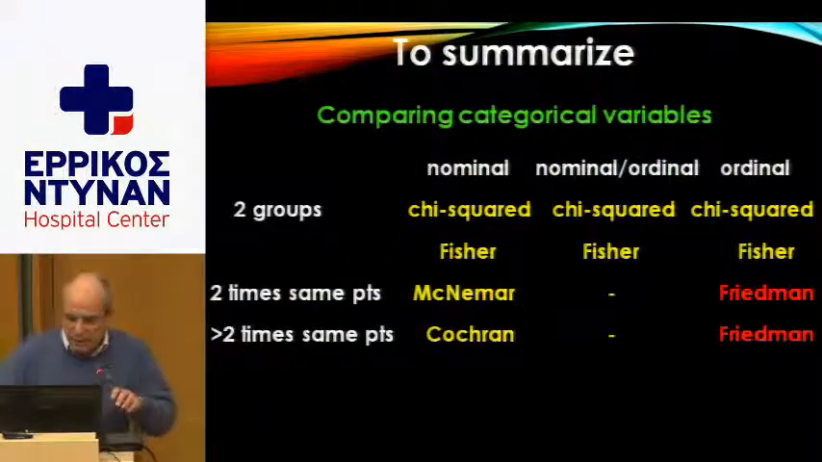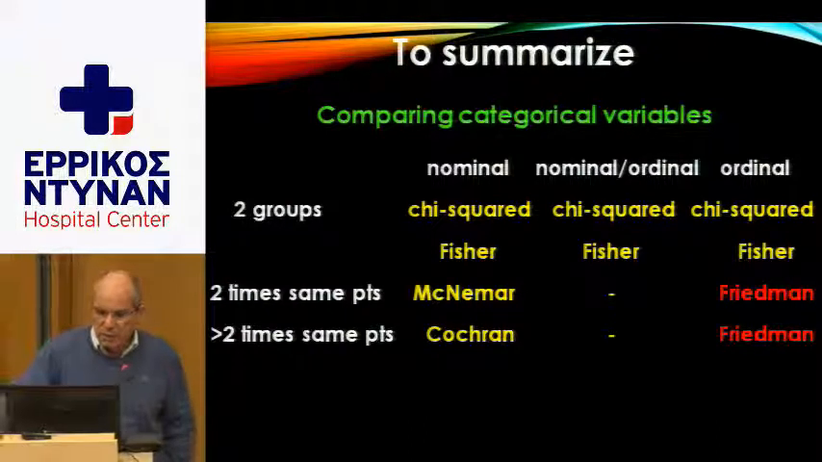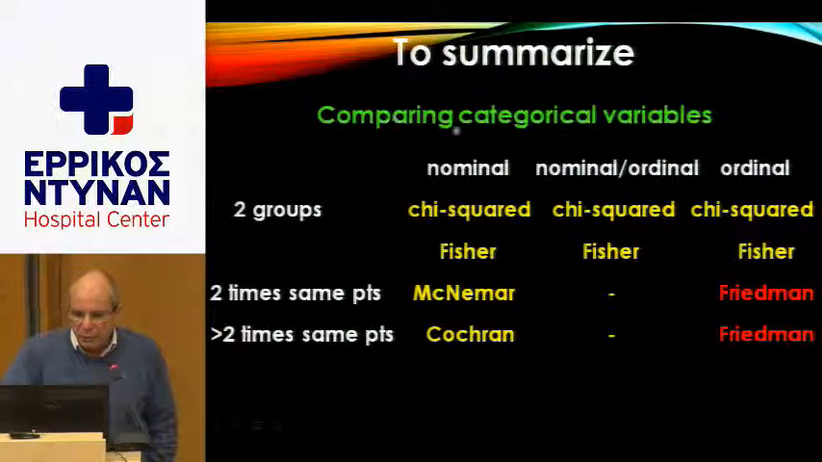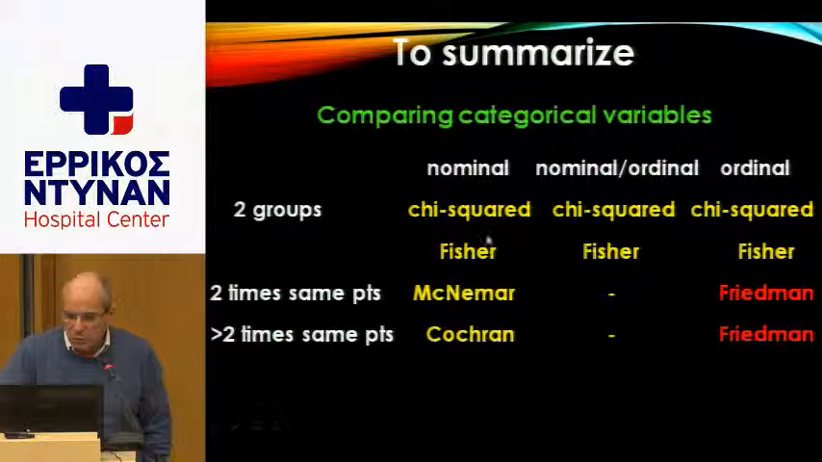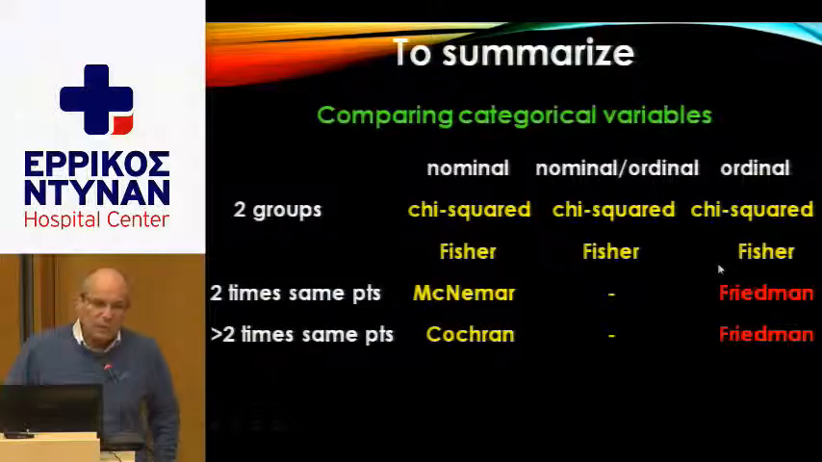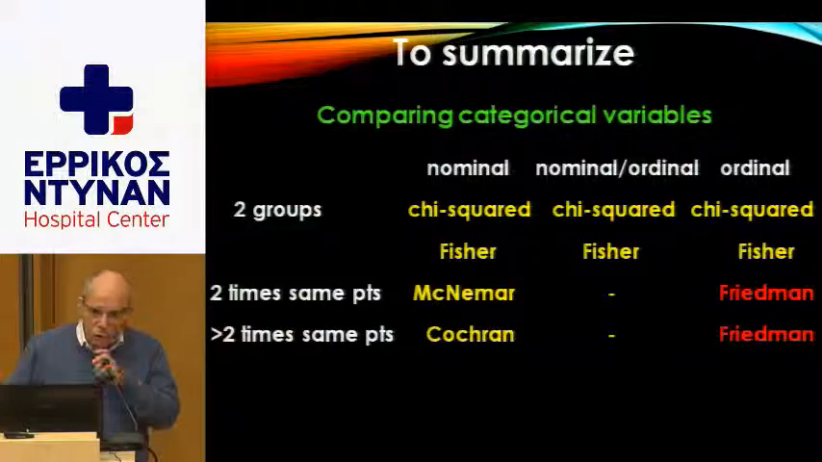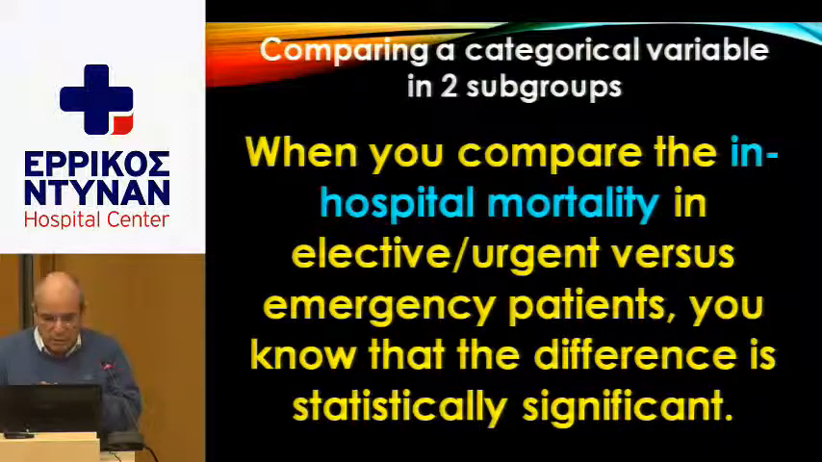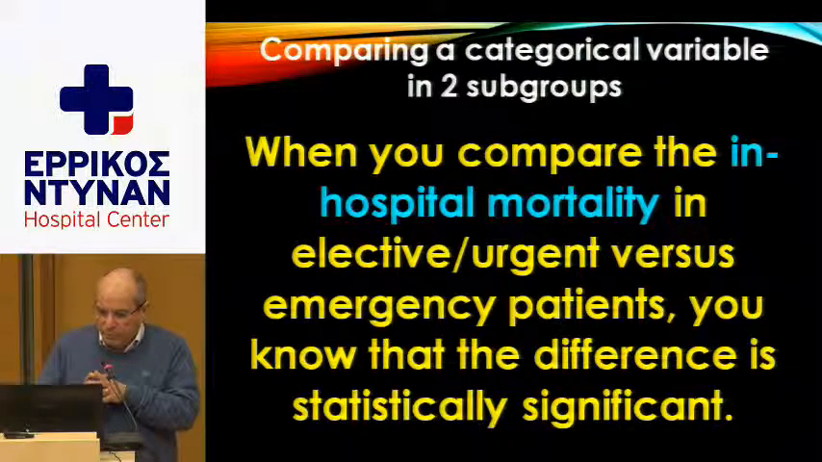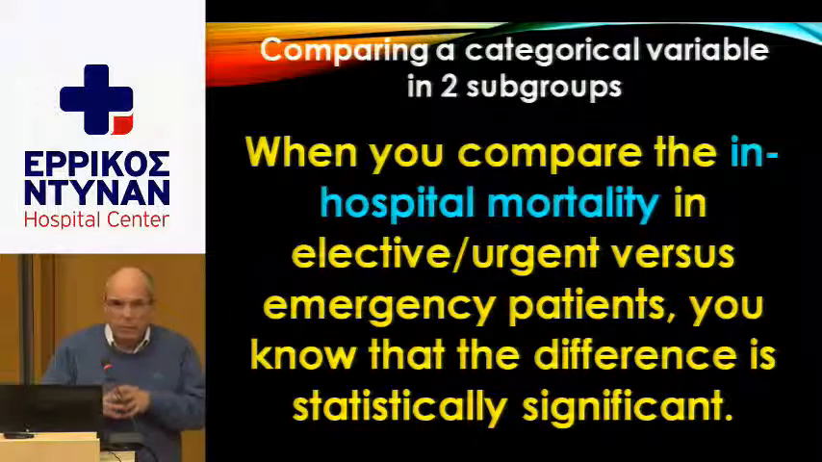This is where we finished last time, with this table. So you have how to compare categorical variables, nominal, ordinal. You have chi-square, the Fisher test, and McNemar, Cochran. These are different things. But before starting with the continuous variables, I just want to introduce you to a concept that you have to keep in mind.